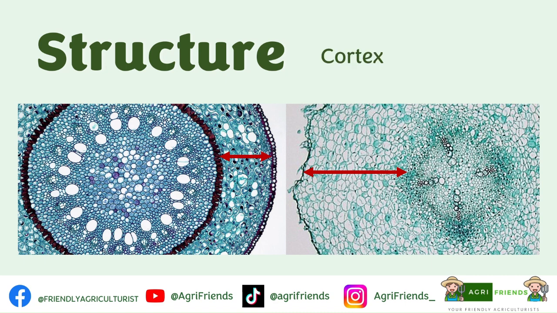The next layer is the cortex, which is made up of parenchyma cells. These cells are large to store water and food. They also facilitate the movement of water from the root hair cells on the outside to the xylem on the inside.